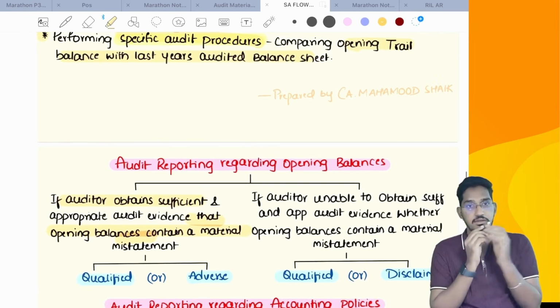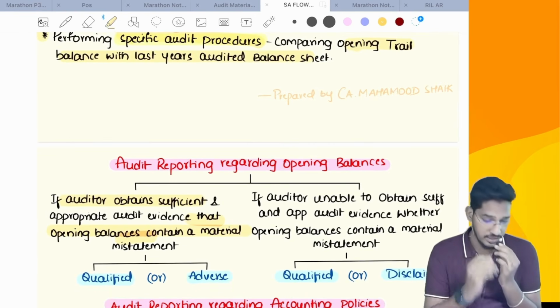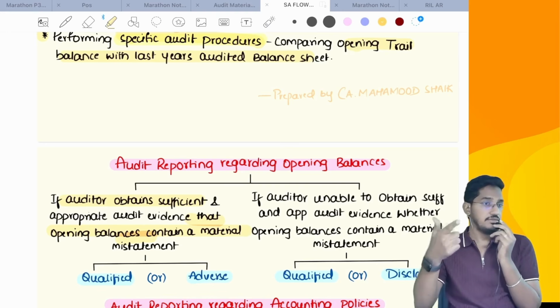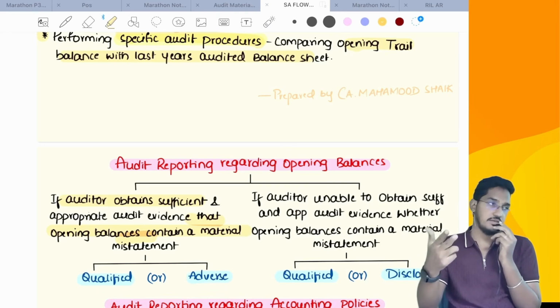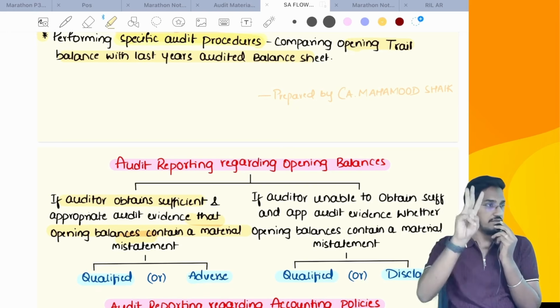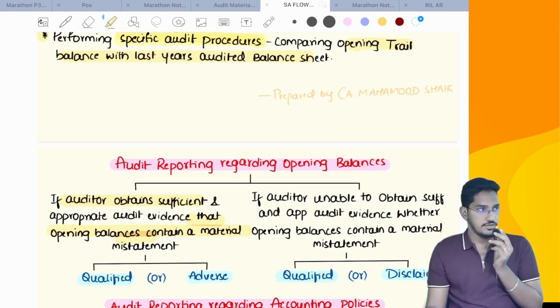How many standards have we covered? Four we have covered: 501, 505, 580, 510. How many more do we have under the 500 series? 550 we have, 560 we have, 570 we have. 520, 530 we will have a separate discussion. Okay. With that, the 500 series will get over.